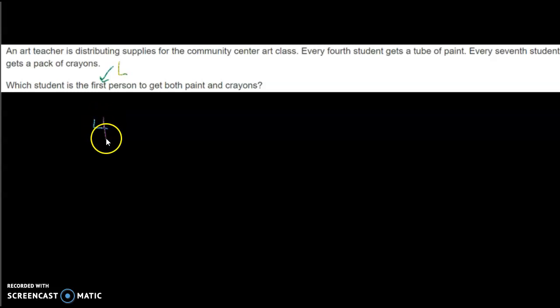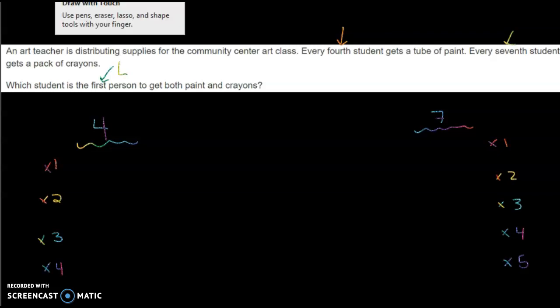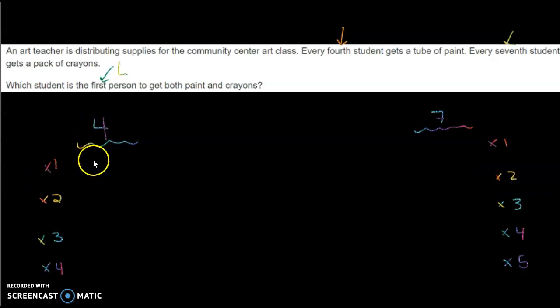So we have to think of multiples of 4 first, because that's the 4th student, and then we have to think about the multiples of 7, to see which one is going to get both of them. So multiples of 4 would be 4 times 1, 4 times 2 is 8, 4 times 3 is 12, 4 times 4 is 16. Okay, we're still not there yet.